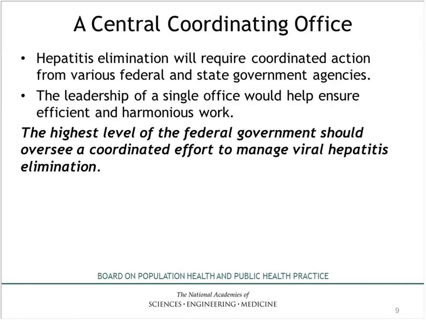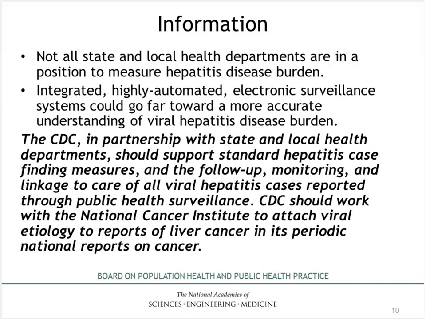Moving on to the section on information. Not all state and local health departments are in a position to measure hepatitis disease burden. Much of it, as we alluded to, is asymptomatic, and people don't know that they have the disease. Diagnosing it is key. We think that an integrated, highly automated electronic surveillance system could go far toward a more accurate understanding of viral hepatitis disease burden. So our recommendation here to the CDC is that in partnership with state and local health departments, they should support standard hepatitis case finding measures and the follow-up monitoring and linkage to care of all viral hepatitis cases that get reported through public health surveillance.